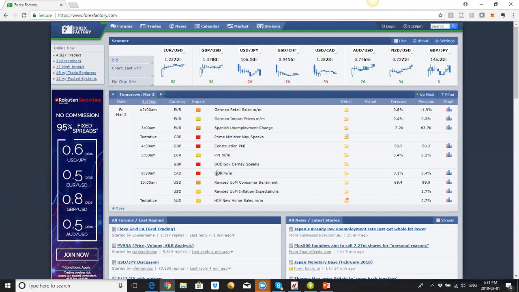And then we have GDP numbers for Canada. Again, this will be important for Canadian dollar, but not a ton of news in terms of the US here. We just have revised consumer sentiment number. So again, just around British pound and euro, there will be volatility. Because Brexit impacts both of those countries, that's why we could see volatility in both currencies. So keep that in mind.